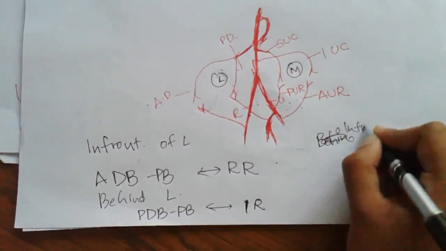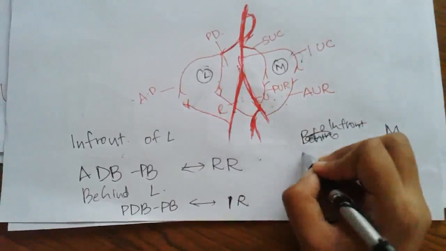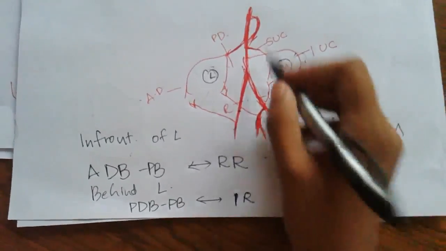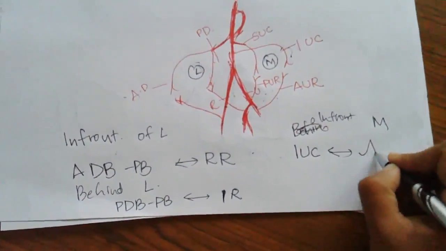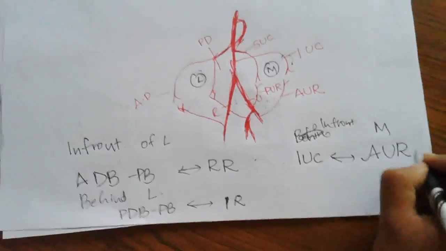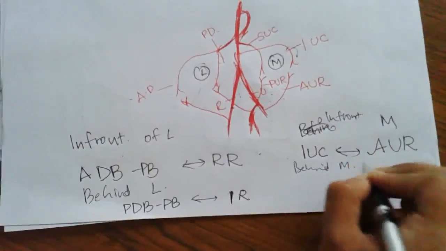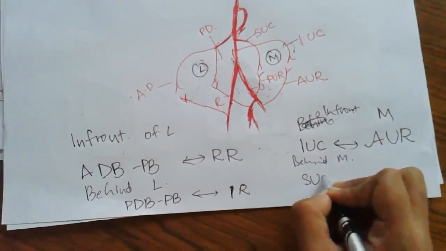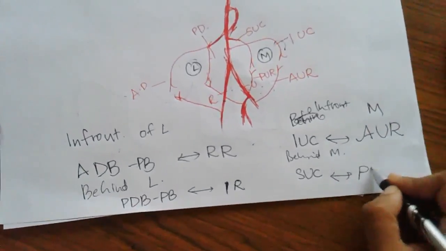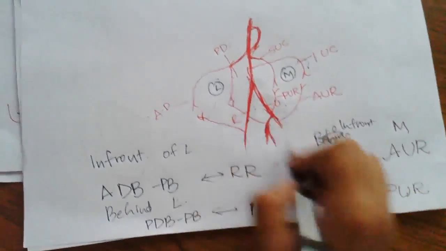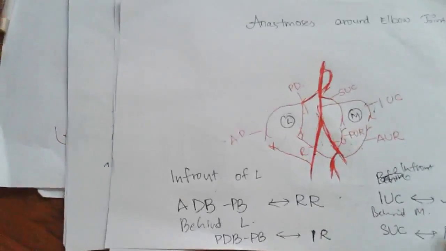And next, in front of the medial epicondyle, that is this one, there will be the inferior ulnar collateral from the brachial artery anastomosing with the anterior ulnar recurrent from the ulnar artery. And behind the medial epicondyle, the superior ulnar collateral of the brachial artery anastomoses with the posterior ulnar recurrent of the ulnar artery. So these are the anastomoses around the elbow joint.